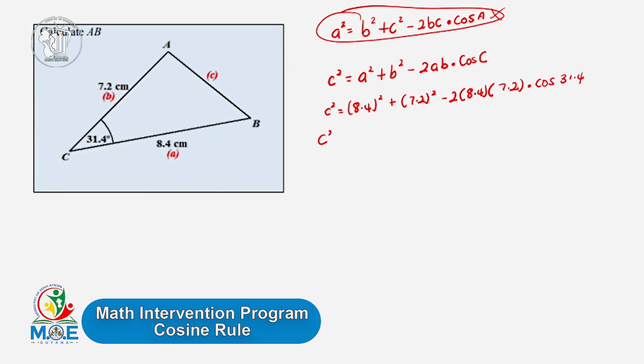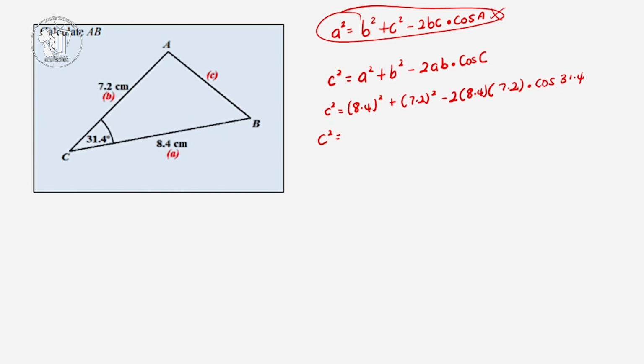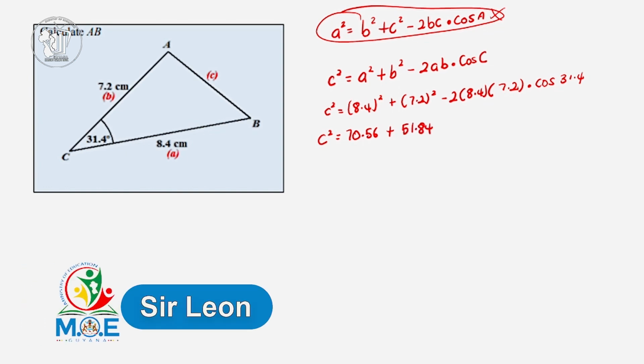So c squared is equal to 8.4 squared, which will give us 70.56, plus 7.2 squared, which would be 51.84. And now we multiply. So this will be subtract 2 multiplied by 8.4 multiplied by 7.2. That would give us subtract 120.96 multiplied by cos 31.4.